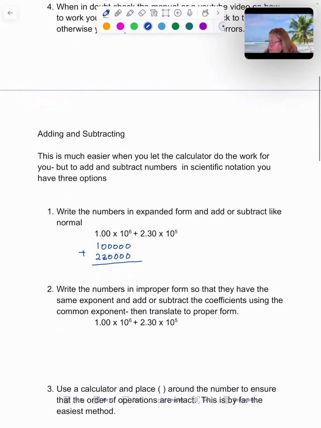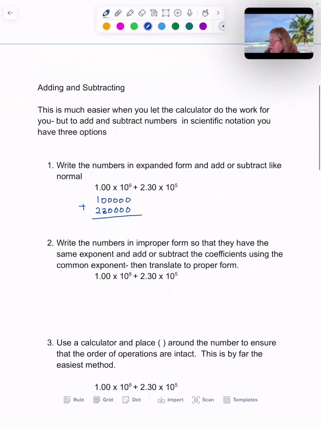Or we can write them in improper form to show that they both have the same exponent. In improper form, 1 times 10 to the 6th would be the same thing as 10 times 10 to the 5th. And then 2.30 times 10 to the 5th.